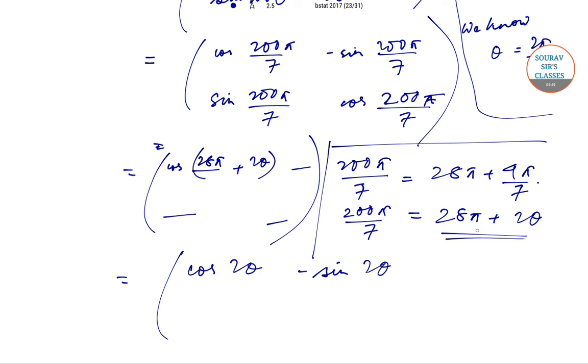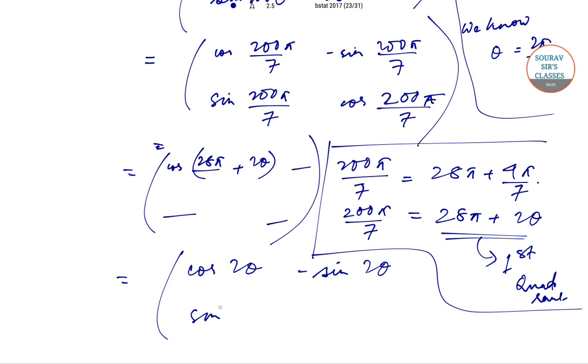This will be basically in the first quadrant. Let me mention this also. This will be in the first quadrant. So this will also come to sine of 2 theta, and this will also come down to cos of 2 theta, which is the option A.